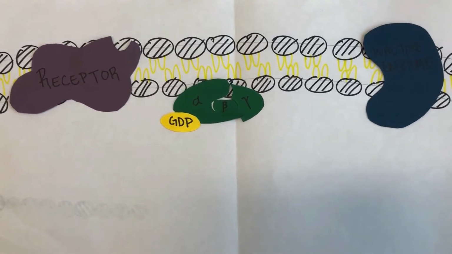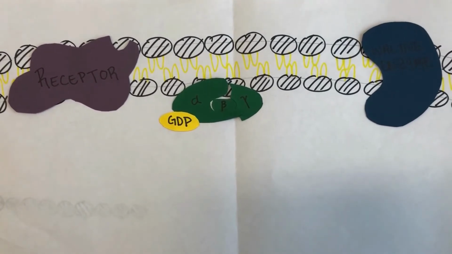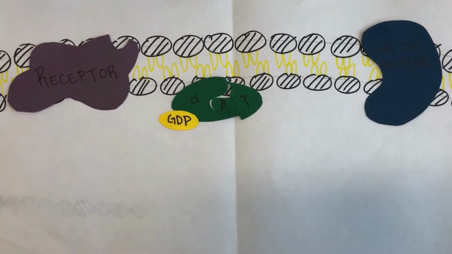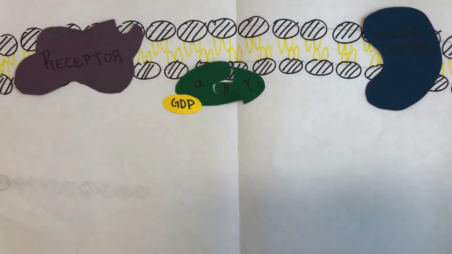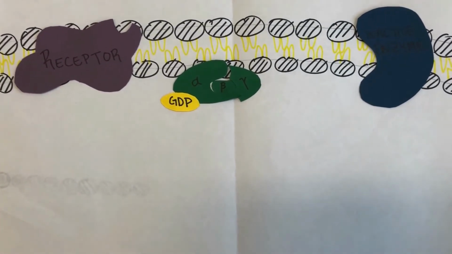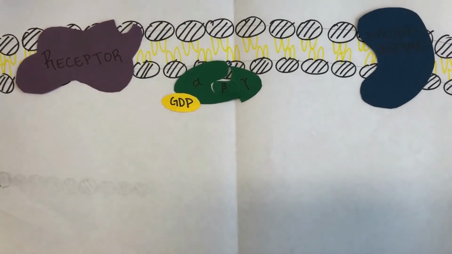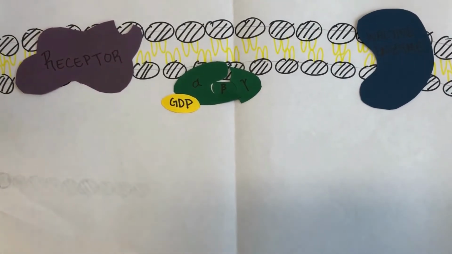Each of these receptors has an extracellular and intracellular interaction site. The extracellular site is what allows the signaling molecule, or ligand, to bind to the receptor, and the intracellular site is where the G protein is able to interact with the GPCR.